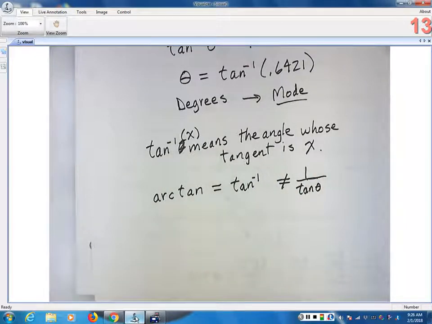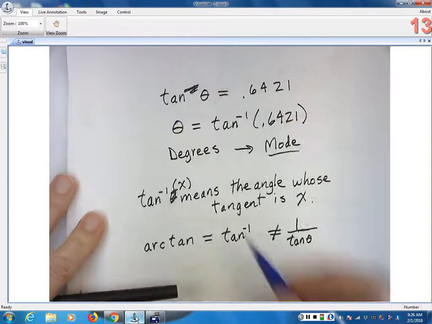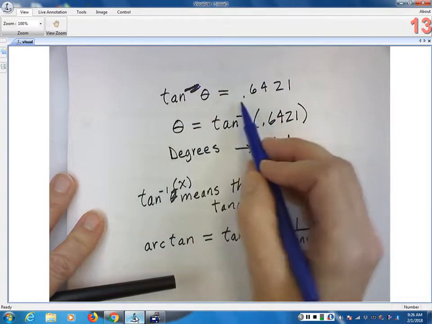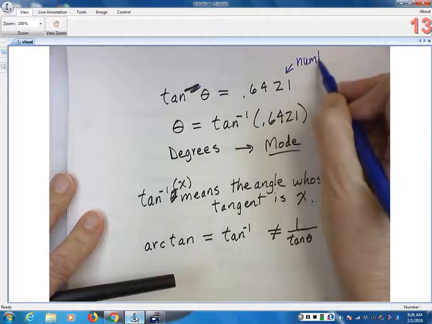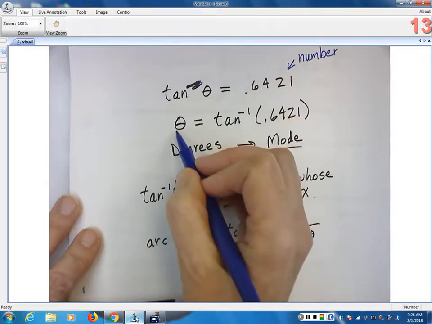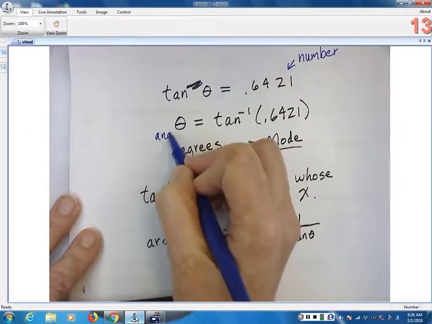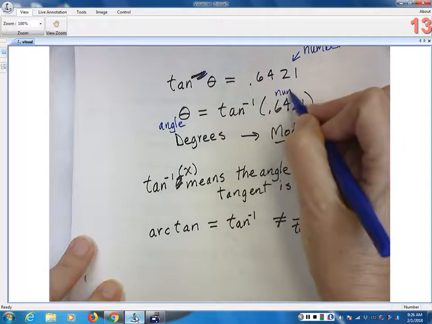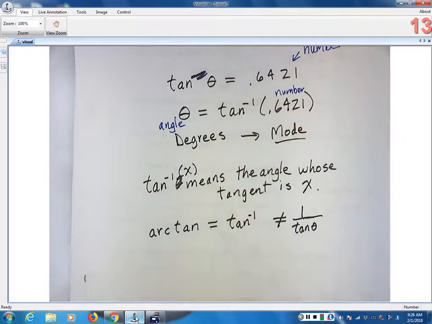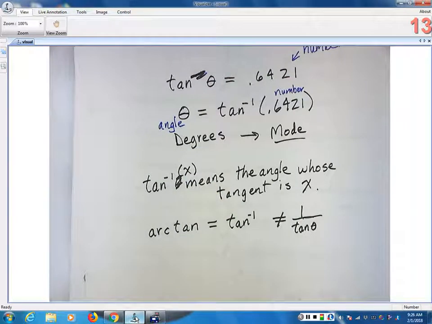So, the other thing students do in this class is they get confused between angles and numbers. So, tangent theta equals this. This is a number. And of course, theta is an angle. This is a number. But if you want degrees, you have to have the mode set to degrees. So let's do this little problem here on the calculator.